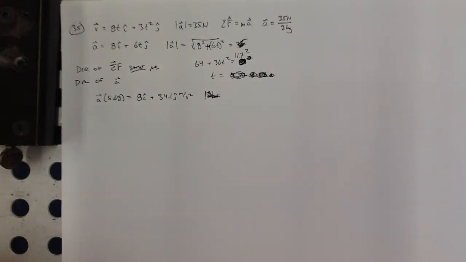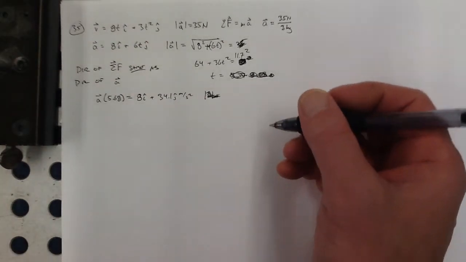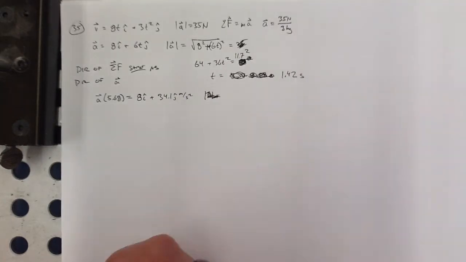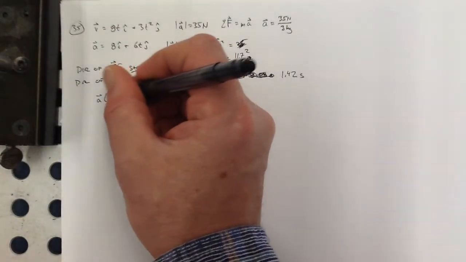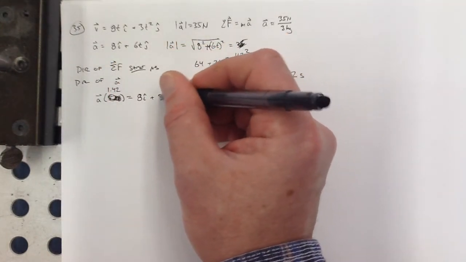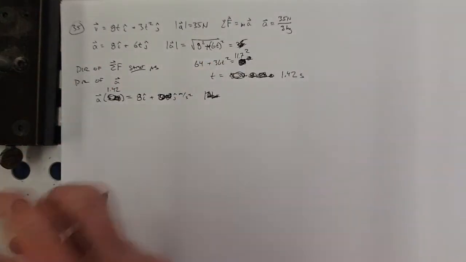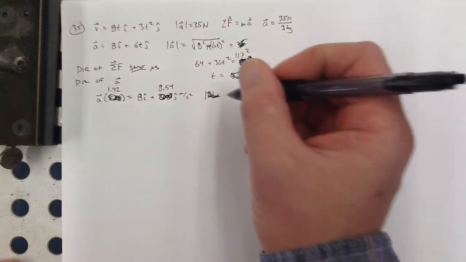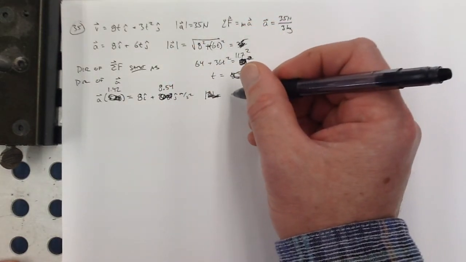So 7 squared minus 64 divided by 6. Alright, so I think we're looking at a time of 1.42 if I fix that all up properly. And that is going to change this to 8.54, and that will change the direction.